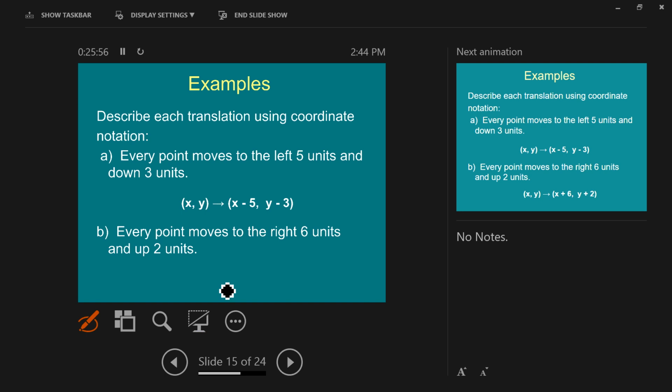And B wants the exact same type of notation. So same thing, just change out the numbers. Okay. So B says we went right 6, so what are we going to put in there? Plus 6 and up to plus 2. Good. So there's our coordinate notation for B.